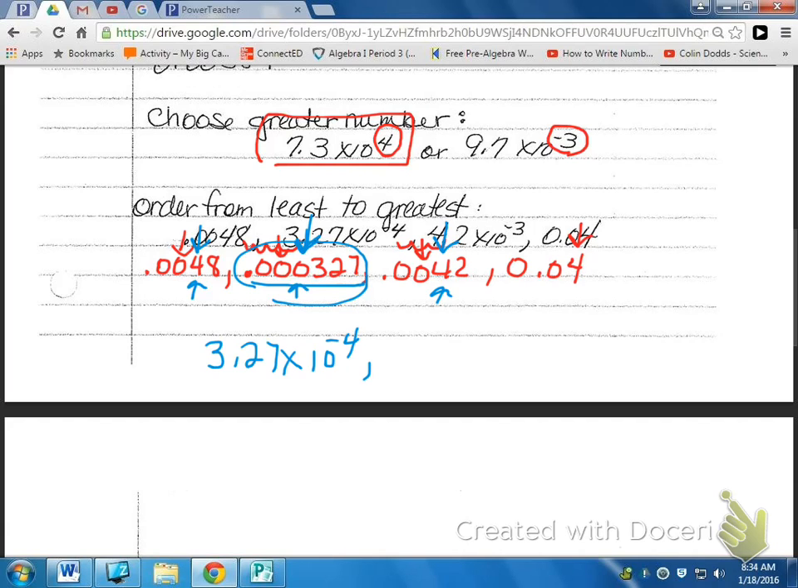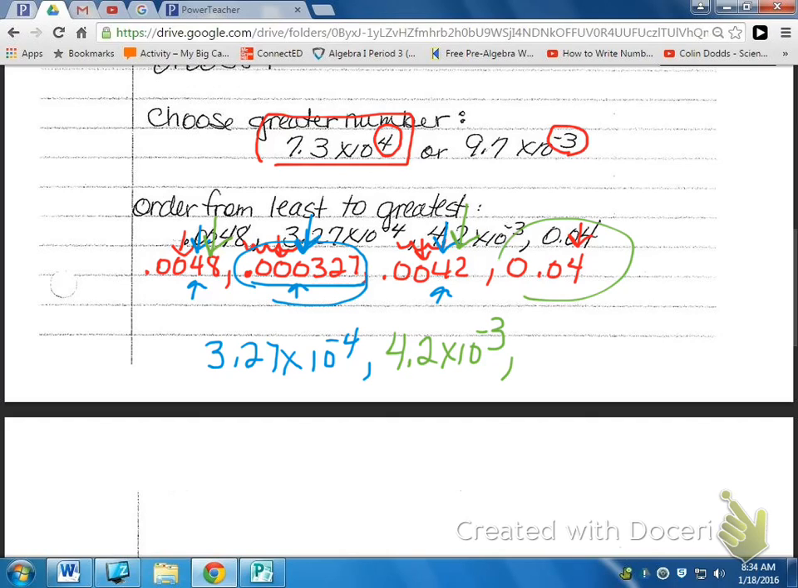Now, I don't know which one's the next smallest just yet. If I compare the first and the third one, the first one has, in the 10,000ths place, an 8, whereas the third one has a 2. So what does that tell me? Which one's the next smallest? Or I mean, I should say the biggest. So which one? 0.0042. Right. So we're going to put 4.2 times 10 to the negative third.